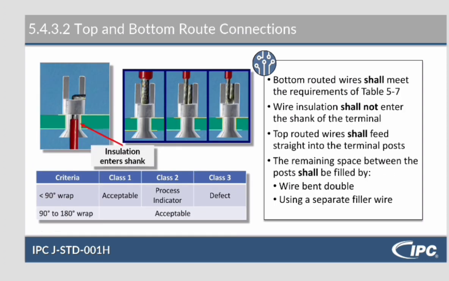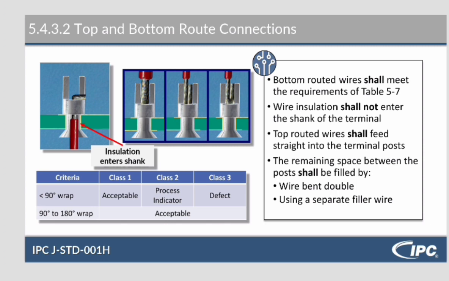Okay, so top and bottom route connections. If the insulation enters the shank, that is a defect for Class 3. Wire insulation shall not enter the shank area of the terminal. That is A1P2D3.